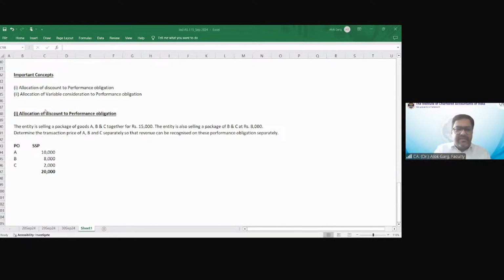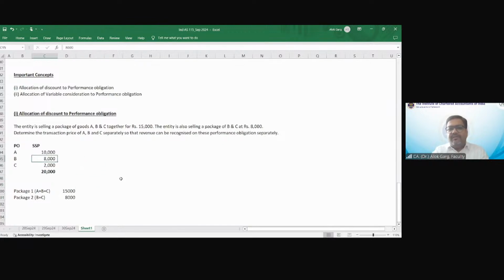So in this case, the entity used to sell two packages. Package 1 includes A plus B plus C. So the entity used to sell it at 15,000 rupees. Package 2 has only B and C. The entity is selling it at 8,000 rupees, right? It is the smaller package.